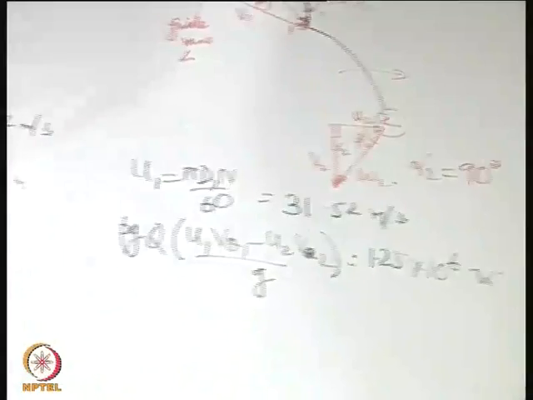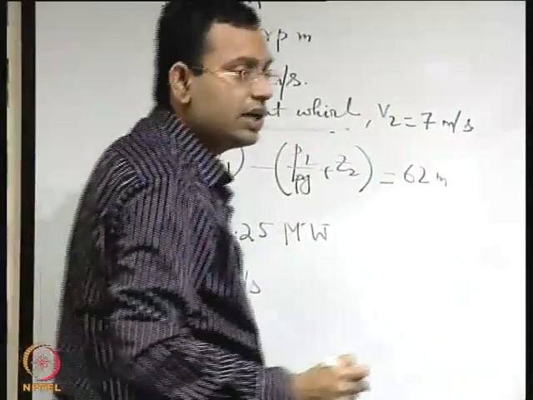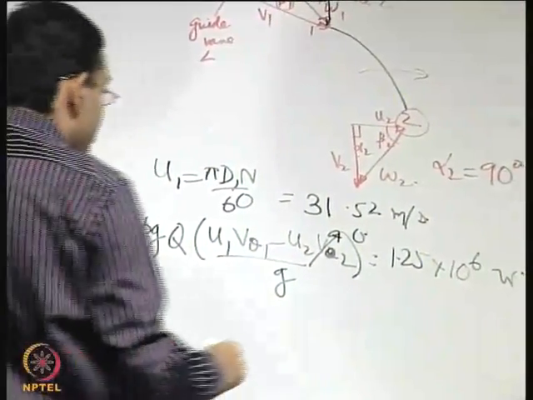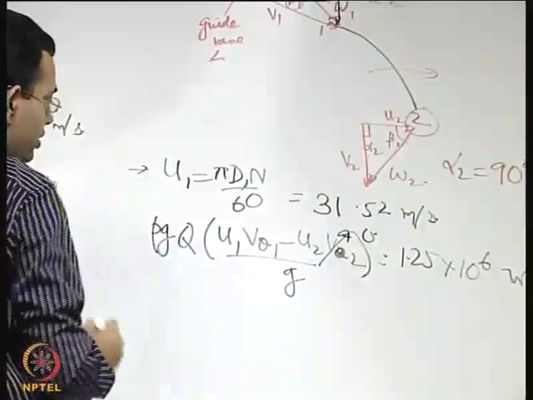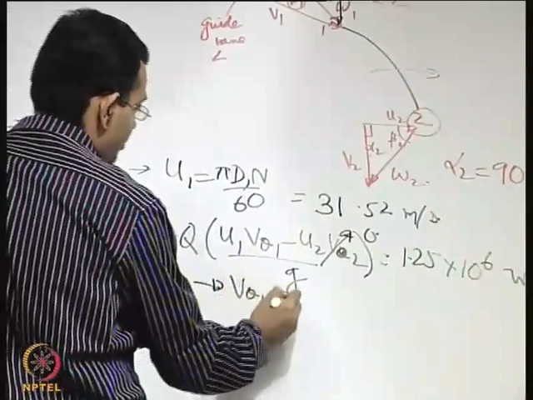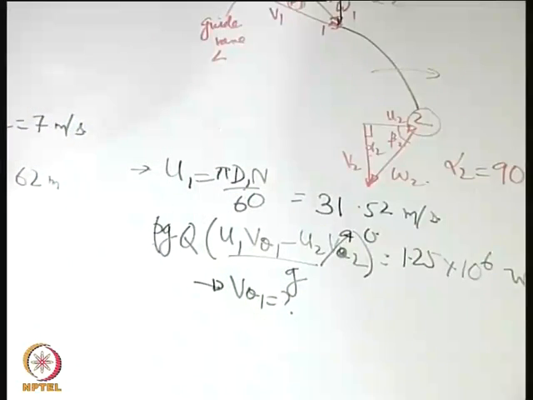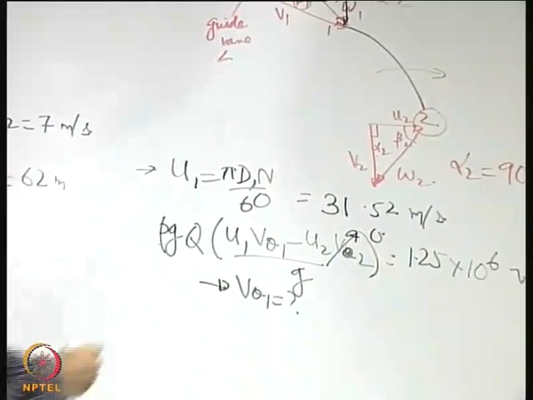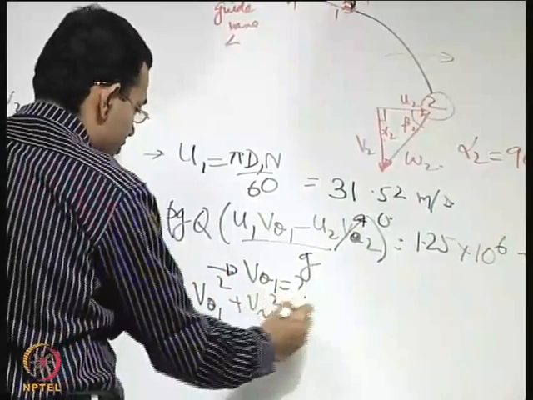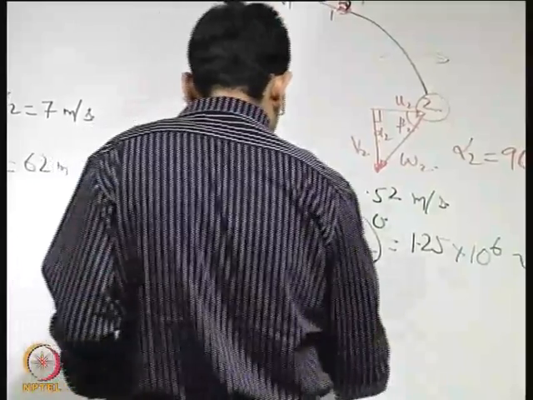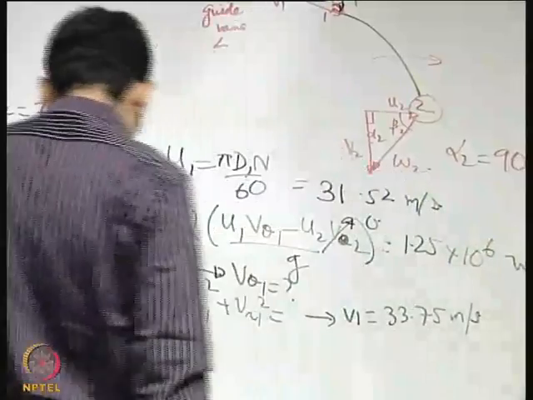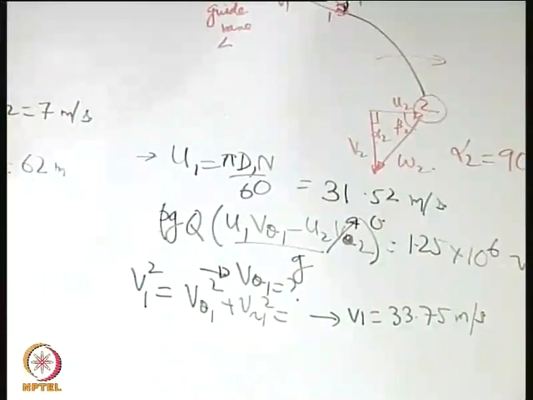It is given that the flow leaves without whirl, that means v theta 2 is 0. So this is one piece of information that is given. From here you know what is u1, you know rho g and you know Q. So from here you can find out what is v theta 1. You know what is vr1, that is already given to you. So v1, the resultant velocity, v1 square is v theta 1 square plus vr1 square. So v1 is 33.75 meter per second.